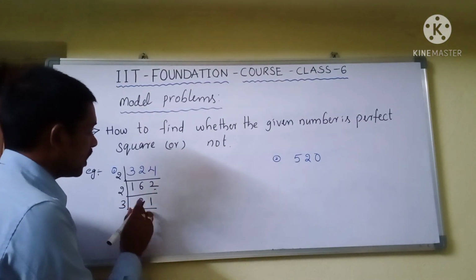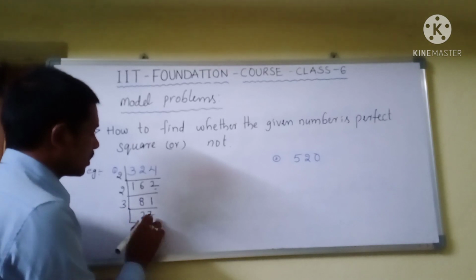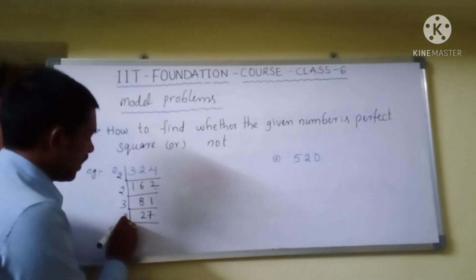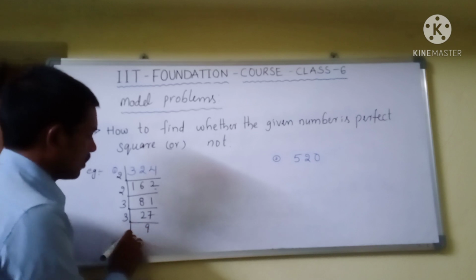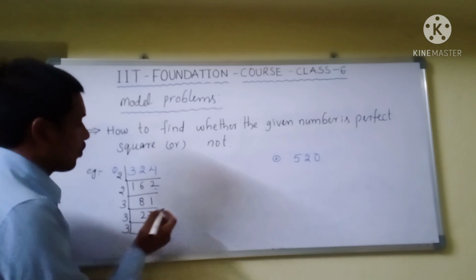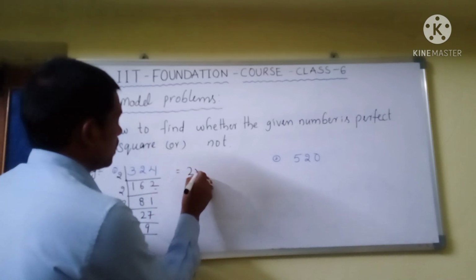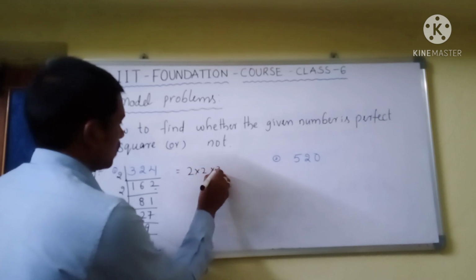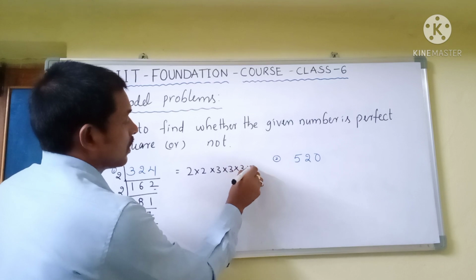So 3 2s are 6, 3 7s are 21. Again 7 plus 2 is 9, you can divide by 3. So 3 3s are 9, 3 9s are 27. So here 3, 3. So what are the factors of 324? 2 into 2 into 3 into 3 into 3 into 3.